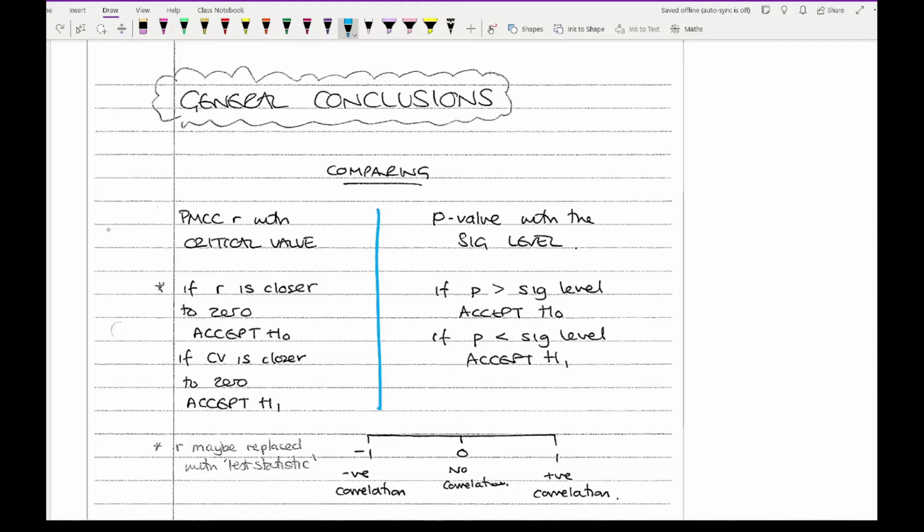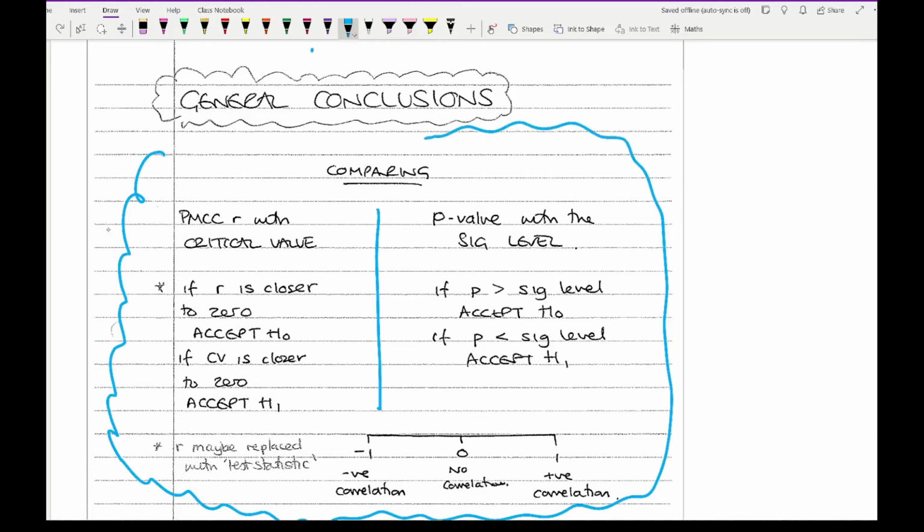Now remember that the wording is going to be a little bit different, so R might be replaced with test statistic, but they both mean the same thing. In terms of the second method, you can compare the p-value with the significance level. So if the p-value is greater than the significance level, then you accept H0. If the p-value is less than the significance level, you accept the alternate hypothesis. And this is definitely something that I would be revising in this particular topic. So let me just put a little bubble around this to make sense of it.